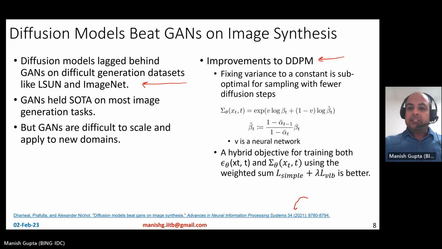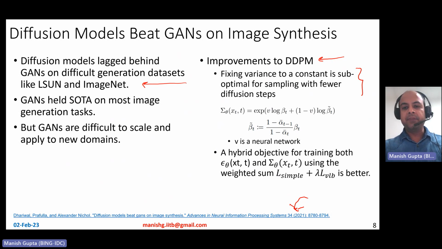In DDPMs, people had fixed the variance to a constant, as we just talked about. And then these folks said that fixing it to a constant is not a great idea. Don't fix it to beta t. Rather, fix it to an interpolated value between beta t and beta t tilde. Beta t tilde is a cumulative beta t in some ways.